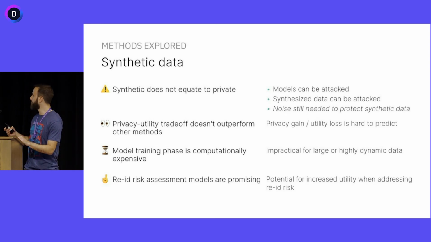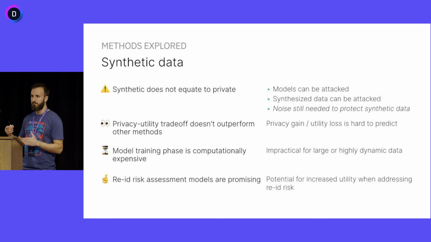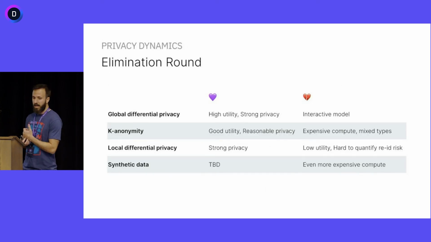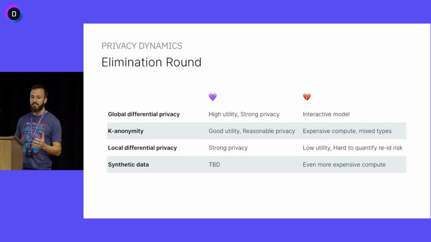But there is some new work that has been done on re-identification risk instead of differentially private assessments on this. And so there's potential for better utility when you're addressing re-ID risk for synthetic data, but this is some new work. We came away not really satisfied with any of these methods, and so we decided to pursue our own method and address some of these other problems based on k-anonymity.